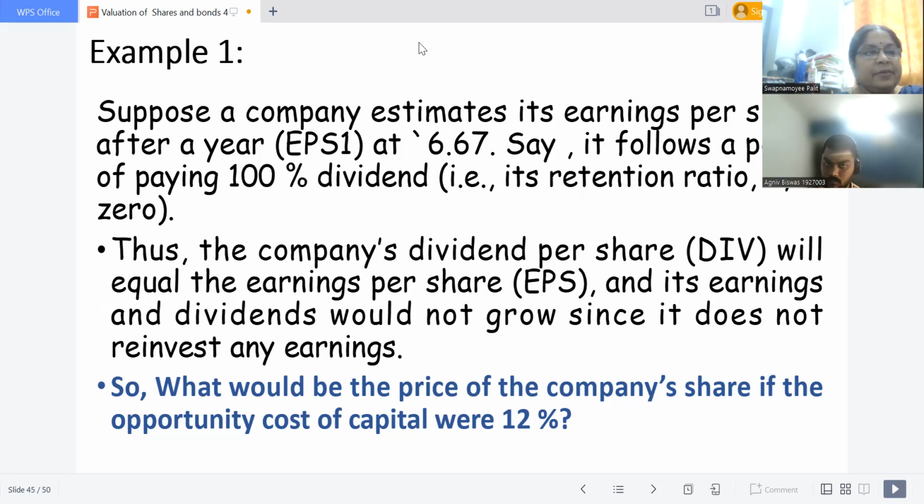There's no retention. Everything is paid out. So earning per share is the same as the dividend paid.